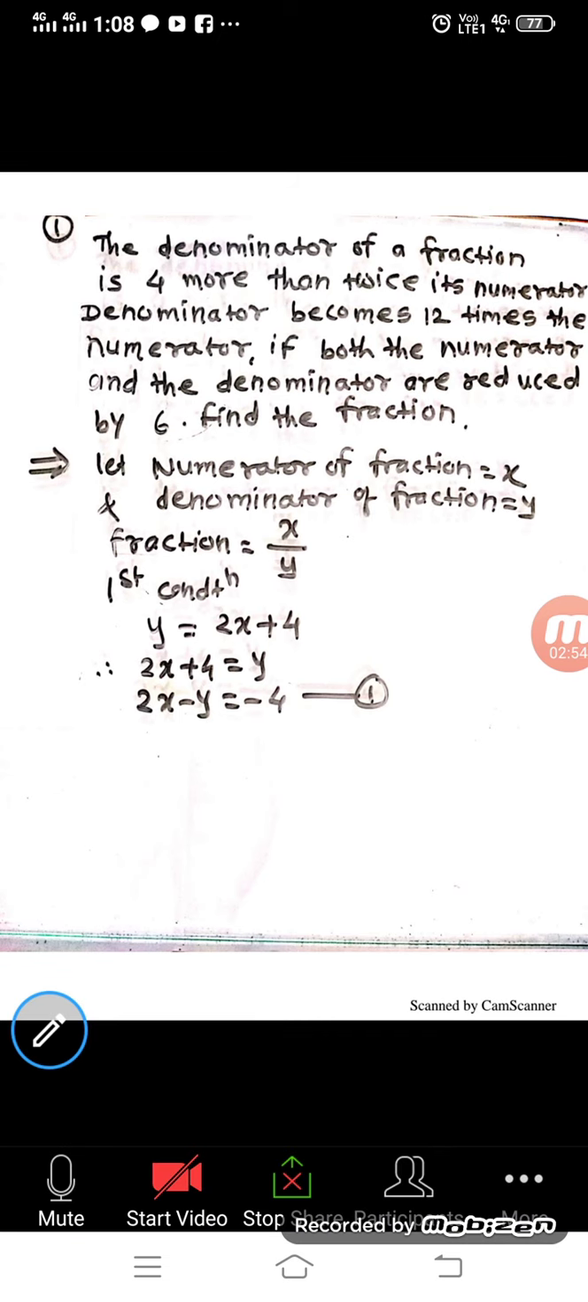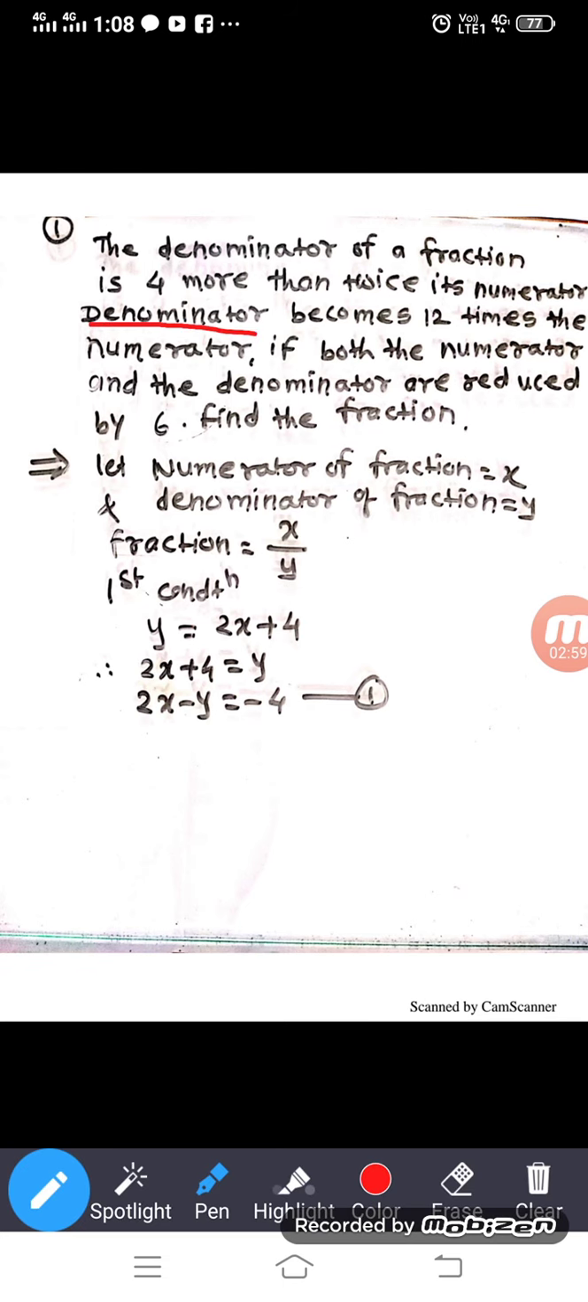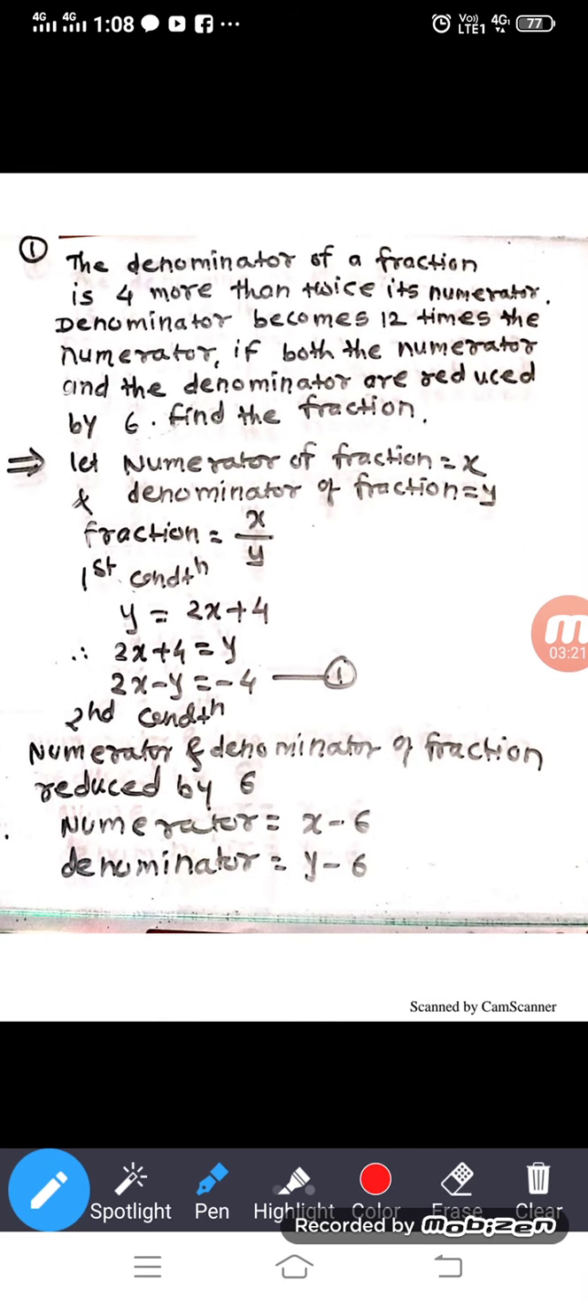Similarly, to obtain the second equation for the second condition, denominator becomes 12 times the numerator if both the numerator and denominator are reduced by 6. जर अंश आणि छेद 6 ने कमी केला असता त्या अपूर्णांकाचा छेद अंशाच्या 12 पट असतो, असा याचा अर्थ आहे. Then numerator and denominator reduced by 6 means numerator is x minus 6 and denominator is y minus 6. म्हणजे अंश आणि छेद 6 ने कमी केलेला आहे.